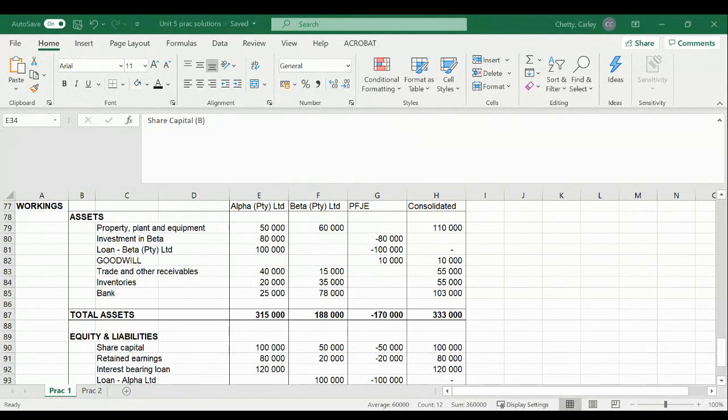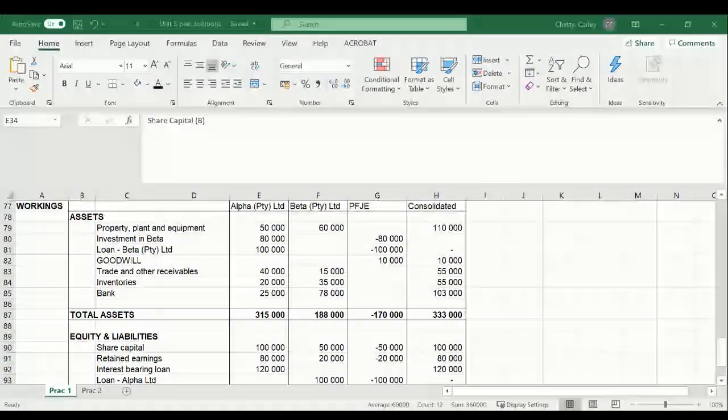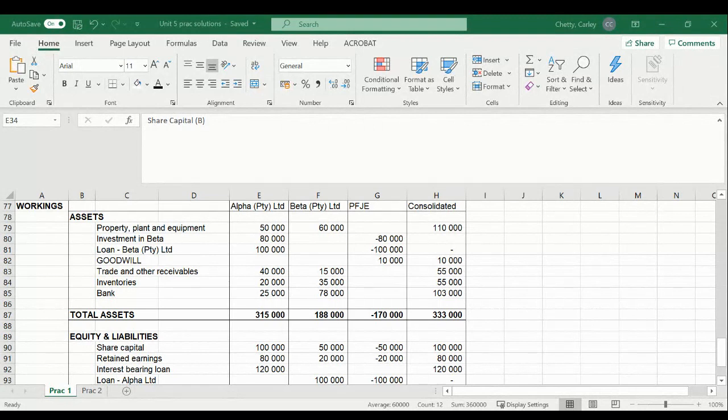In Alpha's separate financial statements, Alpha will show PPE of 50,000 Rand, and Beta will show 60,000 Rand of property, plant, and equipment in Beta's separate financial statements. But when we prepare the consolidated financial statements, we are adding the PPE of Alpha and the PPE of Beta and looking at it as if it is one company. So consolidated, the property, plant, and equipment of the group is 110,000 Rand.